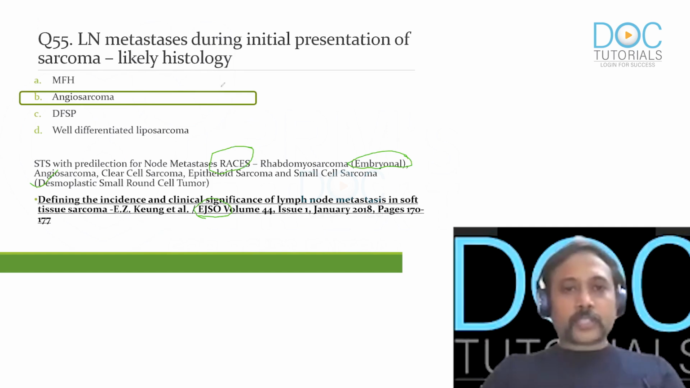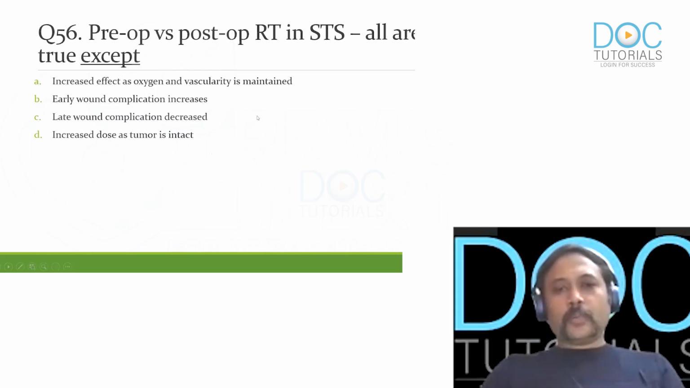There are also other tumors which are mentioned, but in general, these are the ones that are commonly found with metastasis. The acronym is going to be your RACES, which is going to be embryonal variant of your rhabdomyosarcoma, angiosarcoma, clear cell sarcoma, epithelioid sarcoma, and your small cell sarcoma, which is the other name for your desmoplastic small round cell tumor. So these are the common ones which are going to be associated with your lymphatic metastasis, lymph nodal metastasis, right? So preoperative versus postoperative radiation in soft tissue sarcoma, which is the false statement.